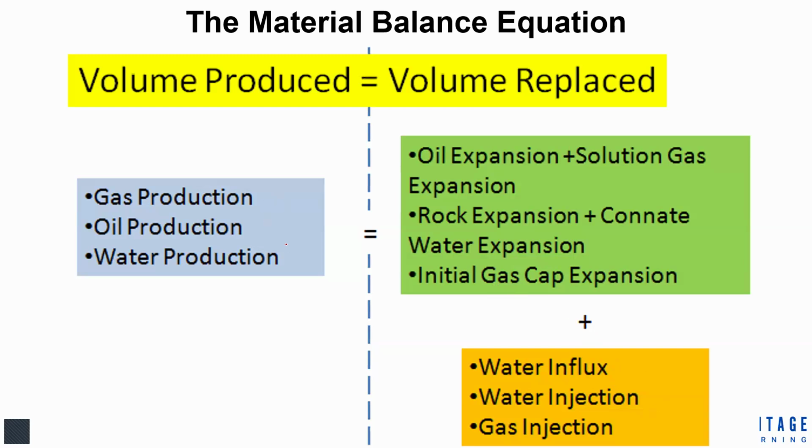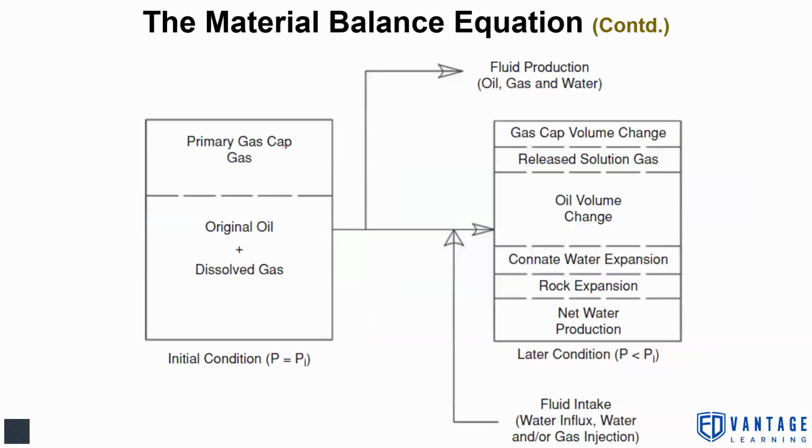So whatever you're producing should be exactly equal to whatever is happening in the reservoir itself or whatever we are doing from surface. If there is a primary gas cap, and there is original oil plus dissolved gas at initial condition, P is equal to Pi, this will exactly be equal to fluid production, be it oil, gas, or water, and gas cap volume change, released solution gas, oil volume change, net water expansion, rock expansion, and net water production at a later condition, P less than Pi. Plus, if you are adding any more fluid, like water or gas injection, or if there is natural water influx from bottom water, these three should be equal to whatever is actually in the reservoir itself.